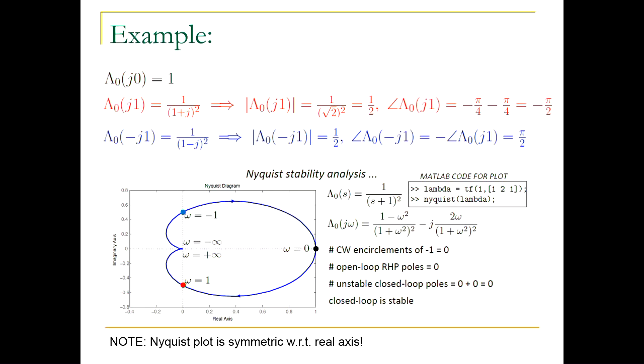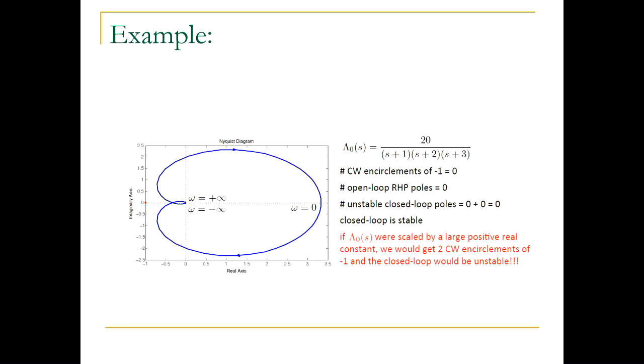Very easy to use. Let's look at the next example. So here is another transfer function. What are the poles of this open loop transfer function? Lambda 0 is the open loop transfer function, right? So we have now poles at minus 1, minus 2, and minus 3. All of them are strictly in the left half plane. No unstable open loop poles. So P is 0. Basically, the number of open loop unstable poles is 0.